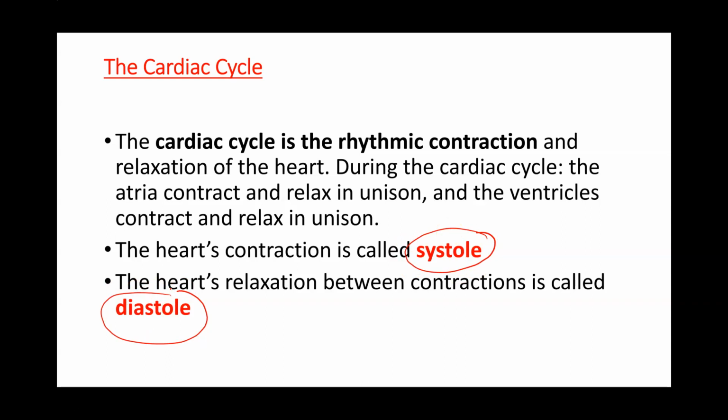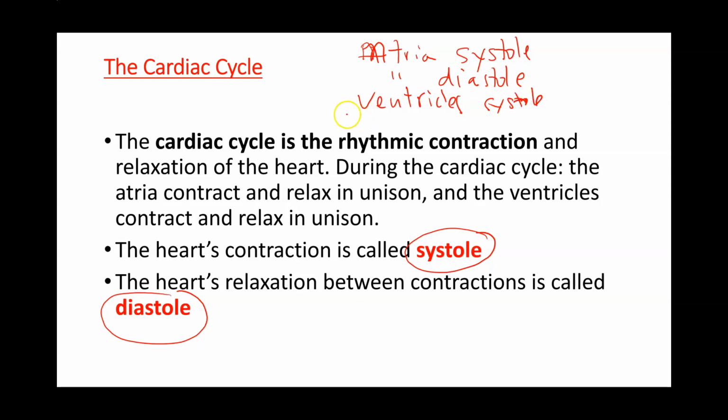So during the cardiac cycle, the atria are going to contract. So the atria are going to go into systole. Then the atria relax while the ventricles go into systole. Then everybody relaxes. So atria and ventricles will be in diastole. And then we'll start again.